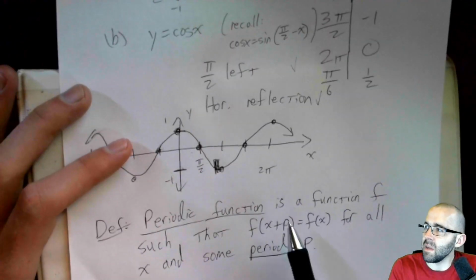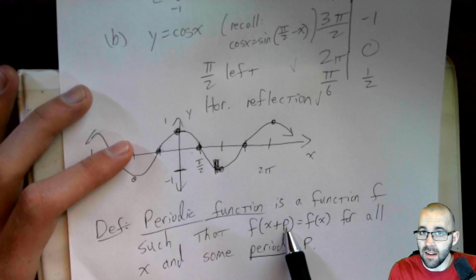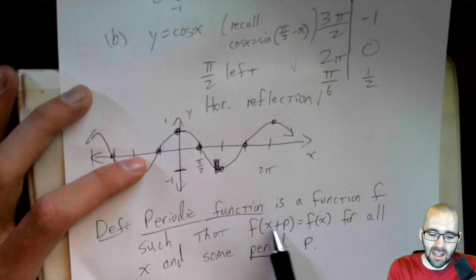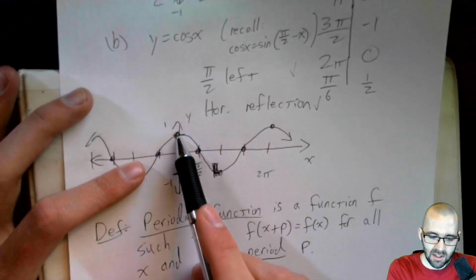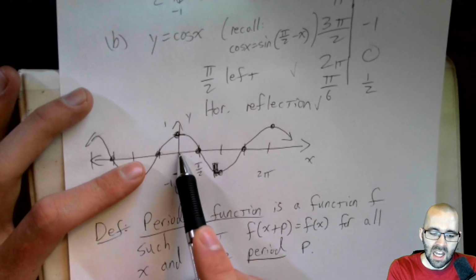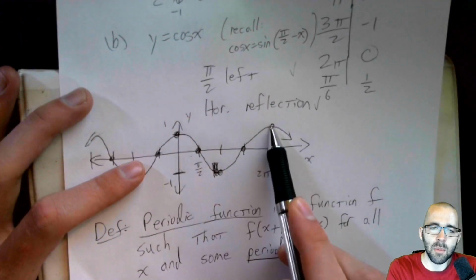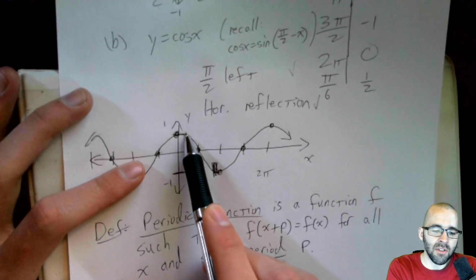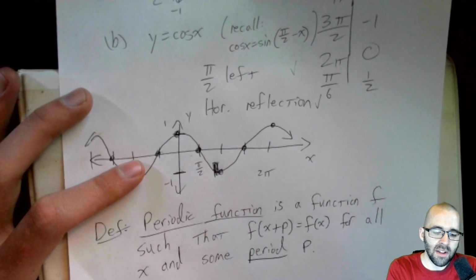All right, so again, all this means is that if we add 2 pi... Spoiler alert, the period here is 2 pi. If we add 2 pi to any x value, we'll get the same output. Okay? Let's look at this one. X here is 0. This is when x is 0, y is 1. If we add 2 pi to the input, 0 plus 2 pi is 2 pi. What is our output? It's still 1. Okay? And every single point on this graph, if you add 2 pi to the x coordinate, you're going to get the same y coordinate. All right? And that's all this means.